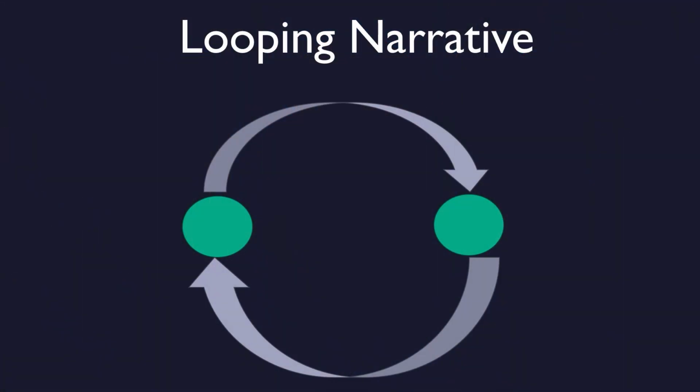This can be achieved through time loops, parallel dimensions, or recurring dreams. The players' choices during each loop have a cumulative effect on the story, leading to new outcomes or revelations each time the loop occurs. This approach is excellent for creating a sense of mystery as the players gradually piece together the true nature of the loop and how to break it.